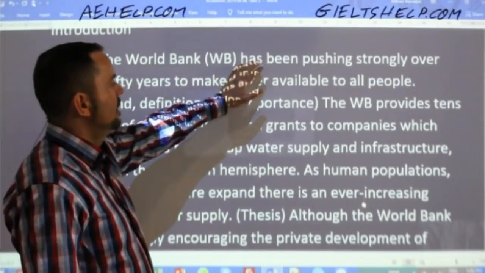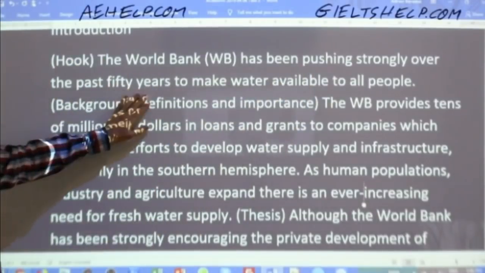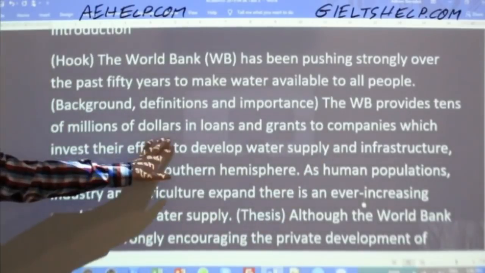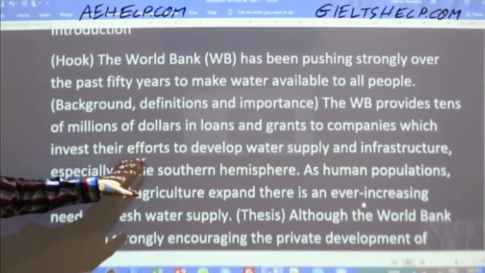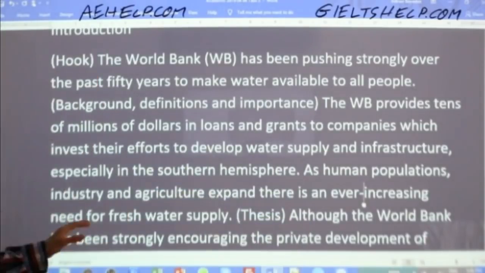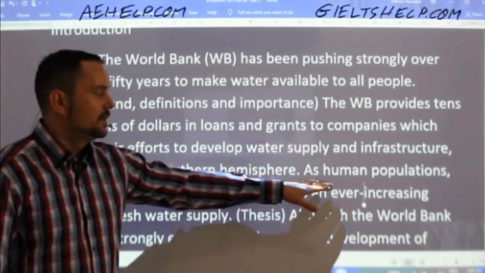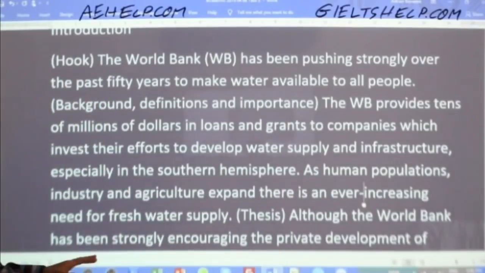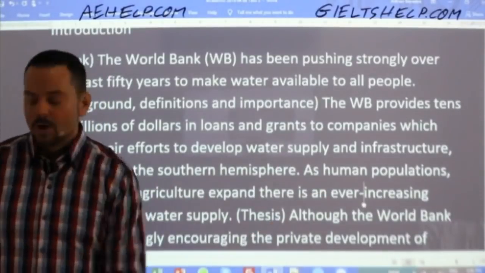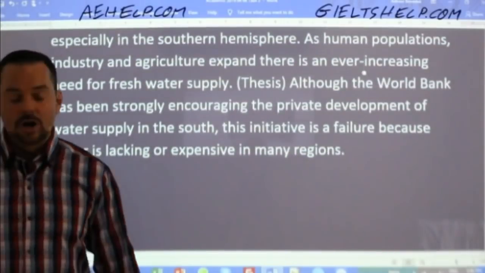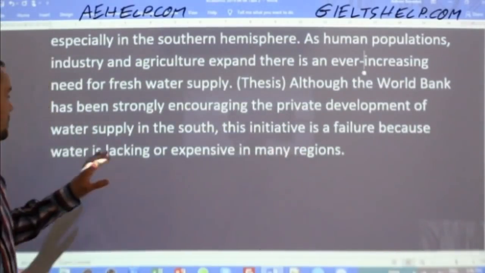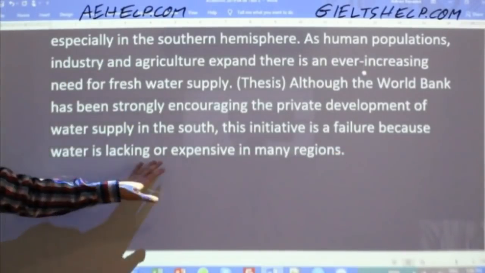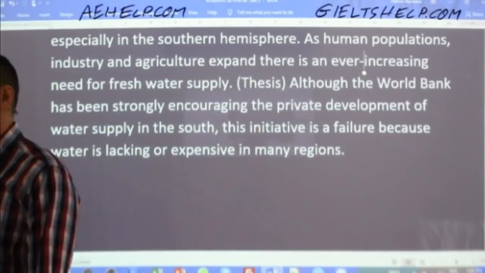The World Bank, WB, has been pushing strongly over the past 50 years to make water available to all people. The WB provides tens of millions of dollars in loans and grants to companies which invest their efforts to develop water supply and infrastructure, especially in the southern hemisphere. As human populations, industry, and agriculture expand, there is an ever-increasing need for fresh water supply. Although the World Bank has been strongly encouraging the private development of water supply in the South, this initiative is a failure because water is lacking or expensive in many regions today.